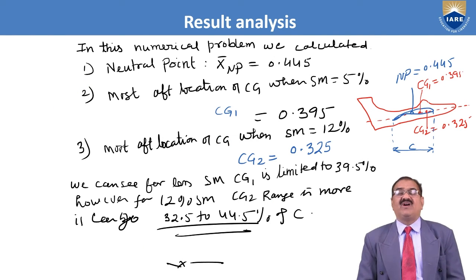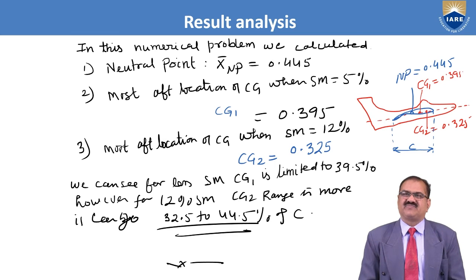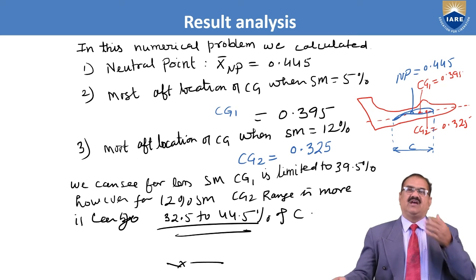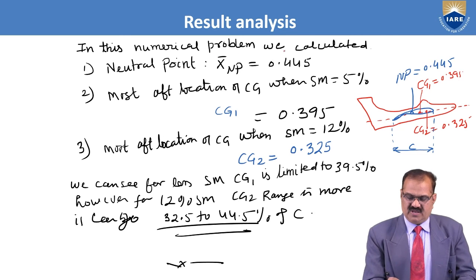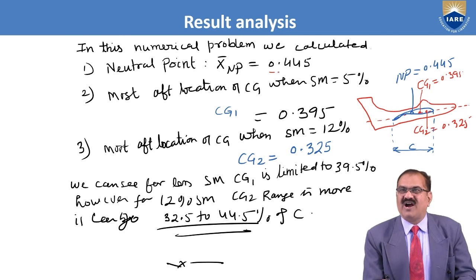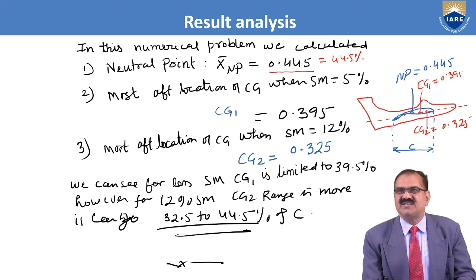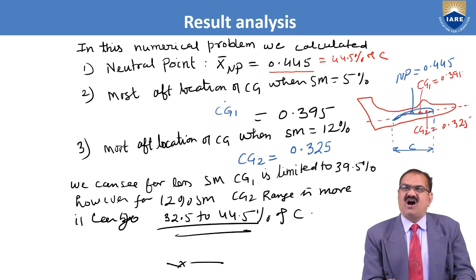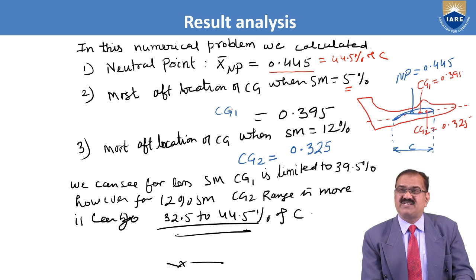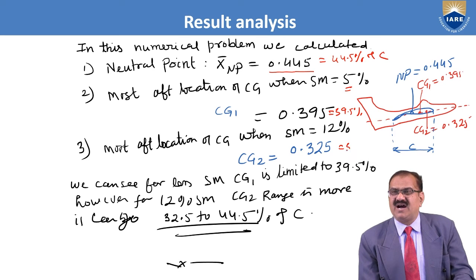Now, whatever result we have got in this problem, I have given in a nutshell. I have made one aircraft, and first we found the neutral point XNP. We found that we have got 0.445, which is also 44.5% of C. The most aft location of the CG when the static margin is 5%: we got this CG1 as 0.395, or 39.5%, and CG2 we got 32.5%. Okay, this we have got.